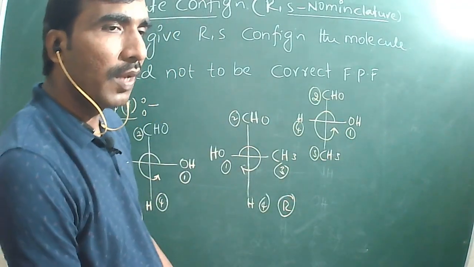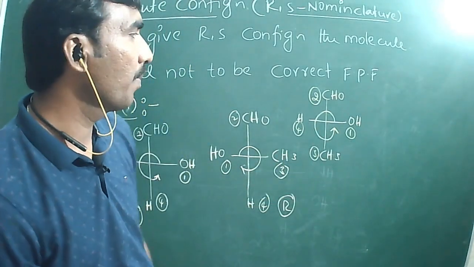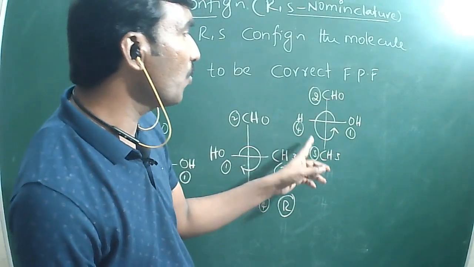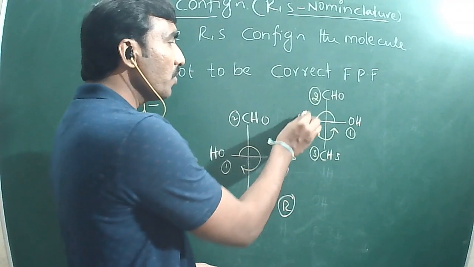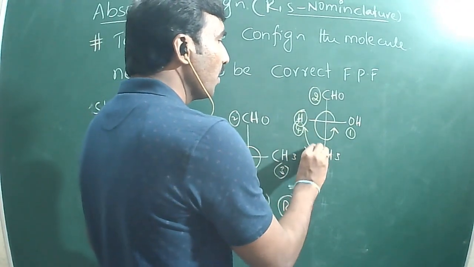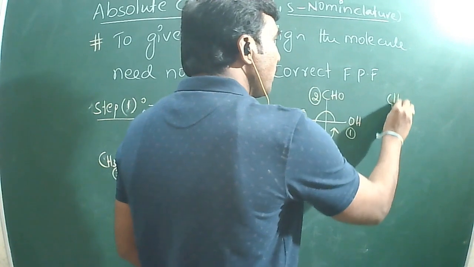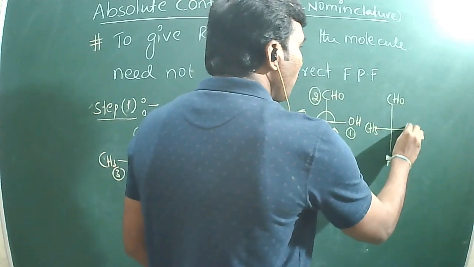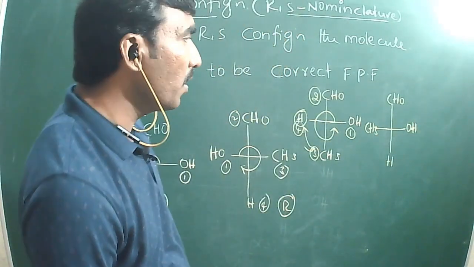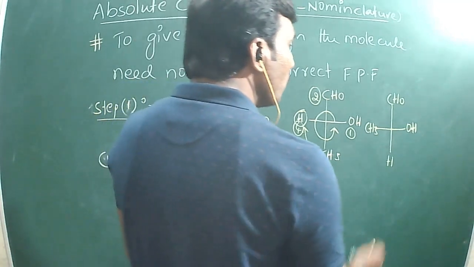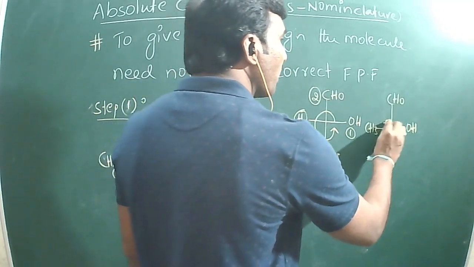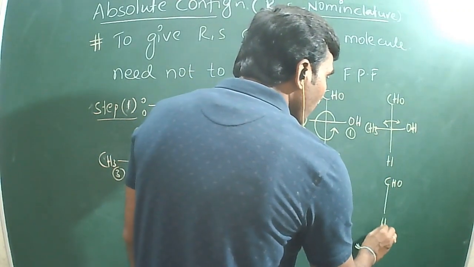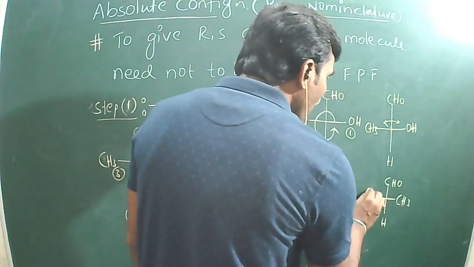Now check. The least priority group is on the horizontal line. So what do we have to do? Actually we have to do the switchings between any 2 groups attached to the chiral center. So I am doing switching between these 2. Then what I will get, tell me: CHO, H, CH3 and OH. But always an even number of switchings is allowed. So here I can't change these 2 positions, so I can switch these 2 groups. Then I get CHO, H and CH3 and OH.